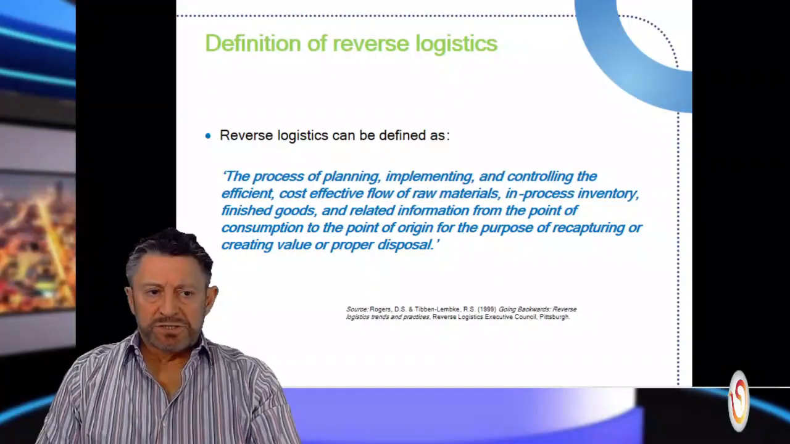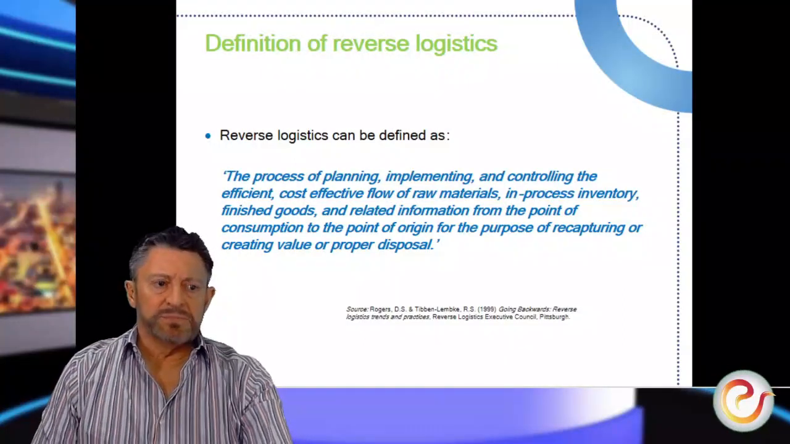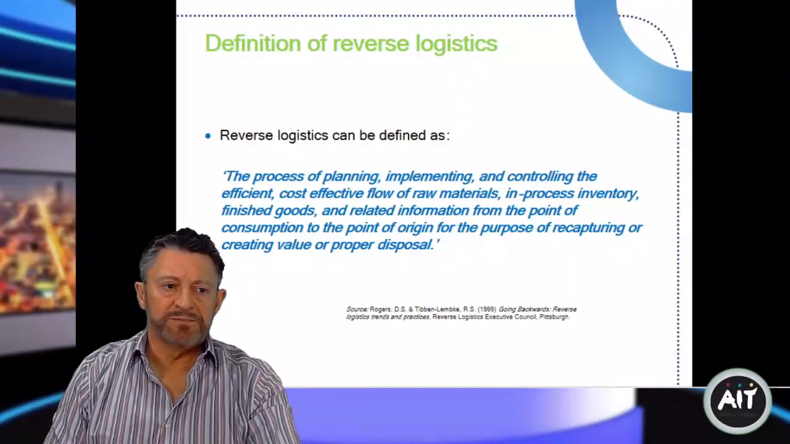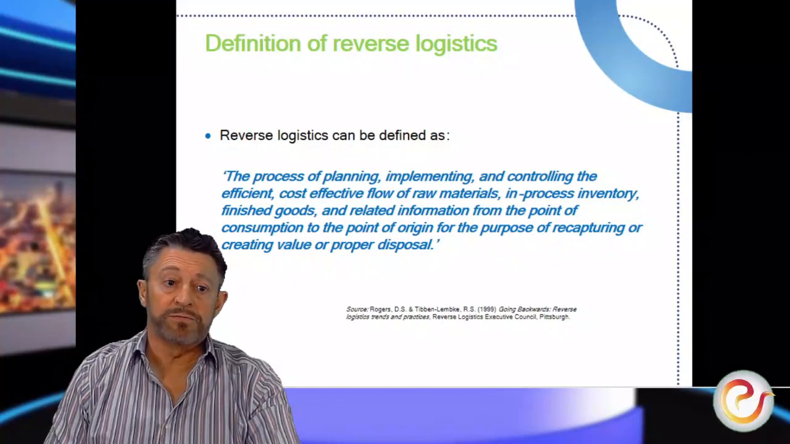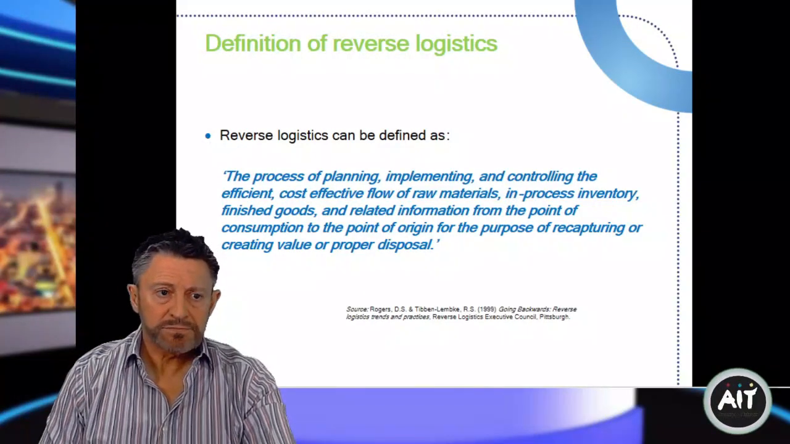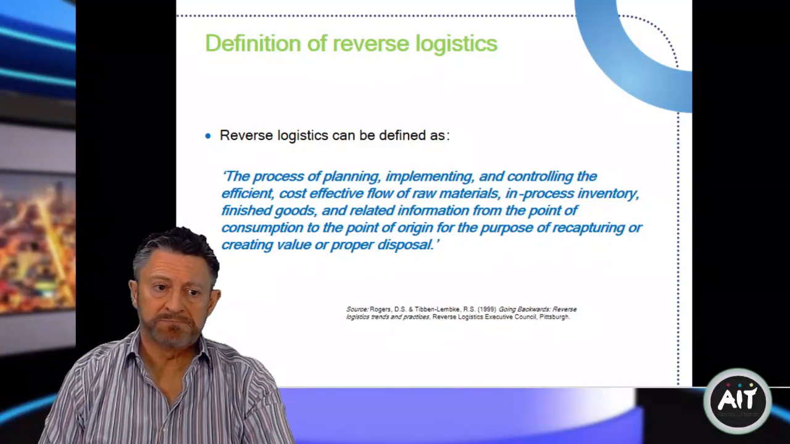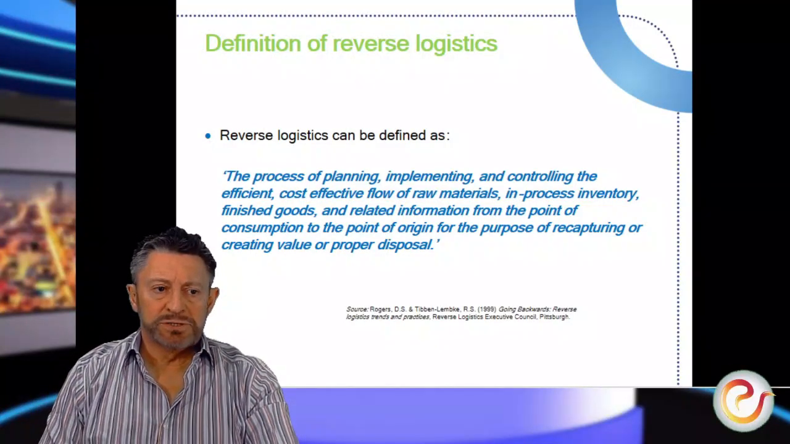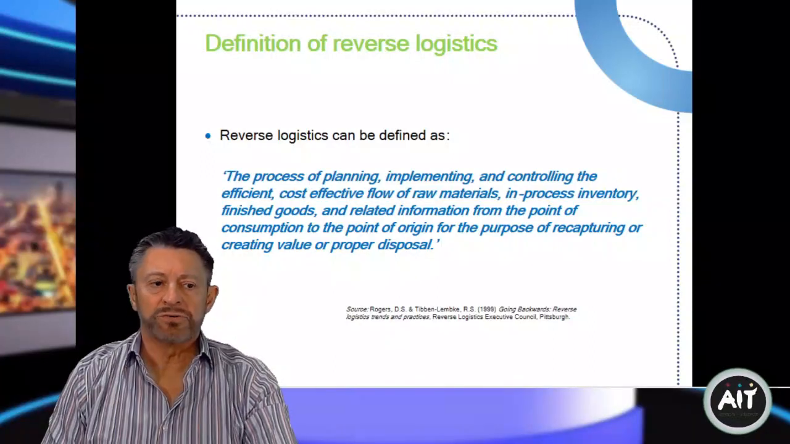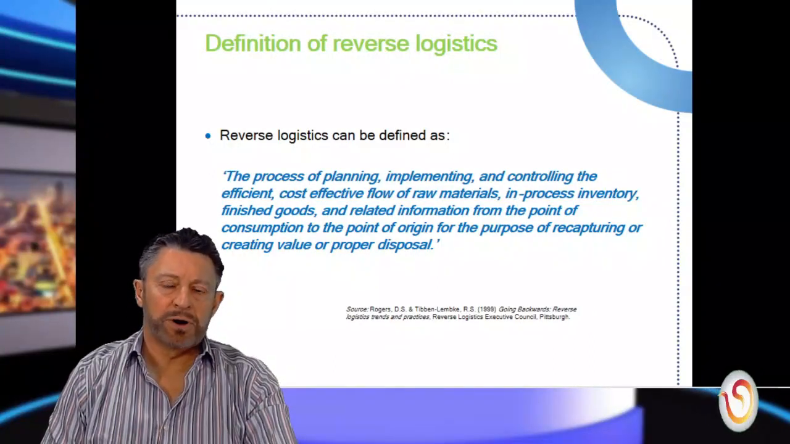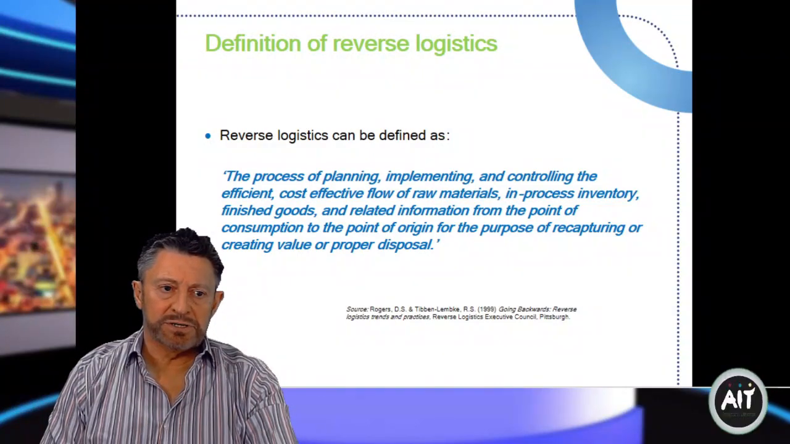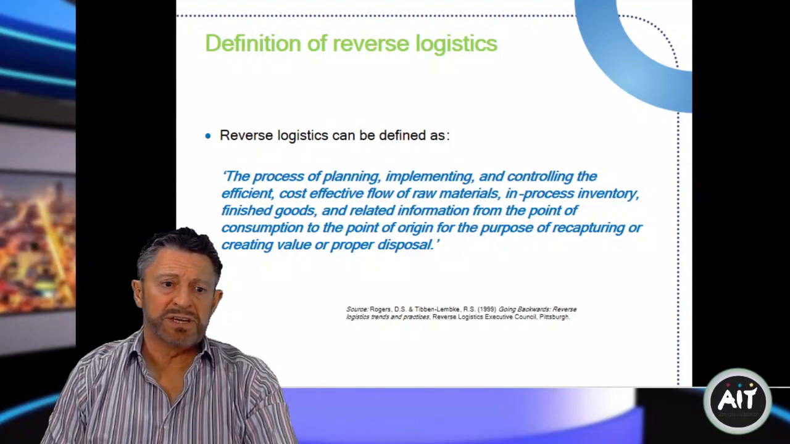Now, there are a couple of definitions, and this is one of the older ones. Nevertheless, we'll just have a quick sort of process: planning, implementing, controlling efficient, cost-effective flow of raw materials, in-process inventory, finished goods, and related information from the point of consumption to the point of origin for the purpose of recapturing or recreating value or proper disposal. Okay, so interestingly enough, it's already beginning to break down some key areas in here.